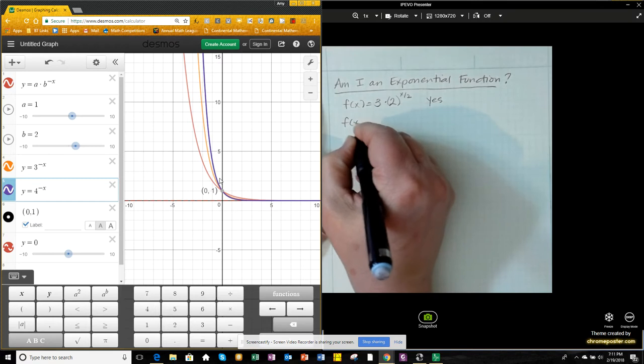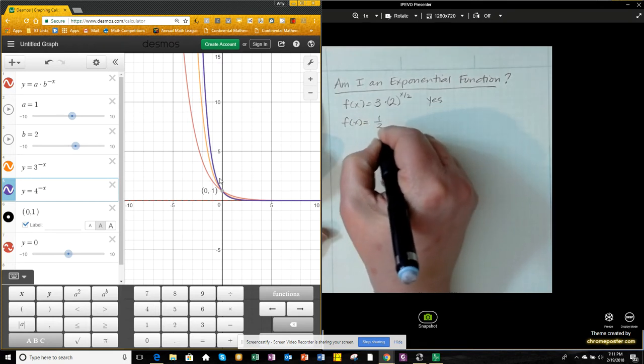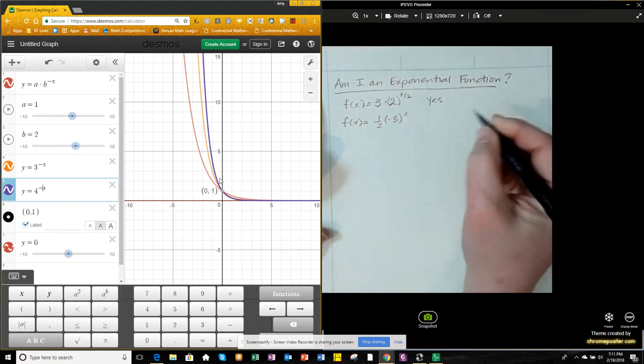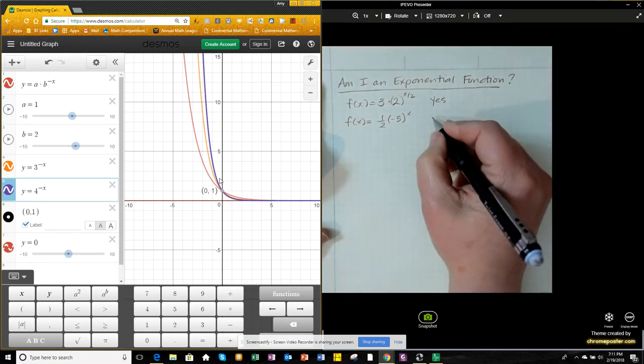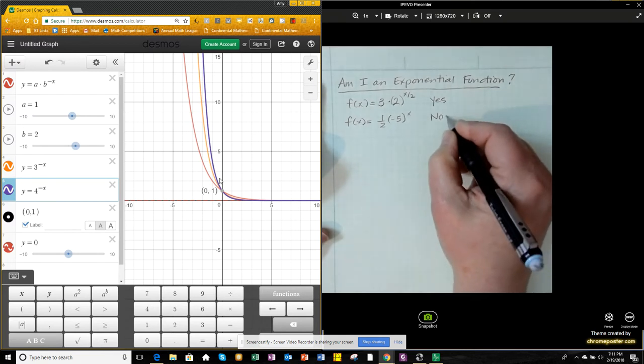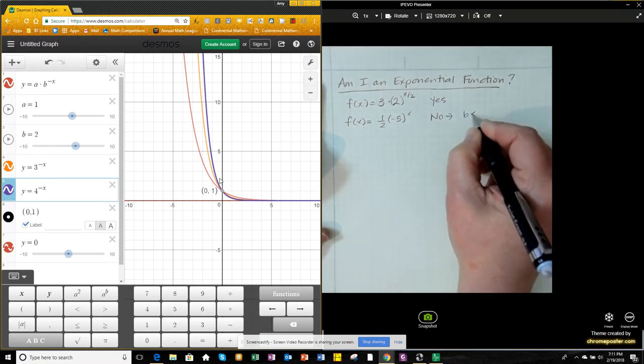Another example, let's see. This one is 1/2 times negative 5 to the x. Is this an exponential function? Well, this is not an exponential function because the base is less than 0 here.